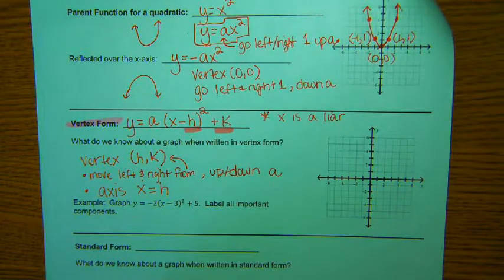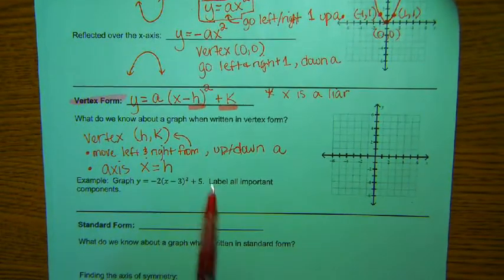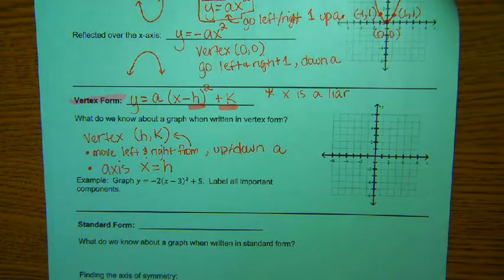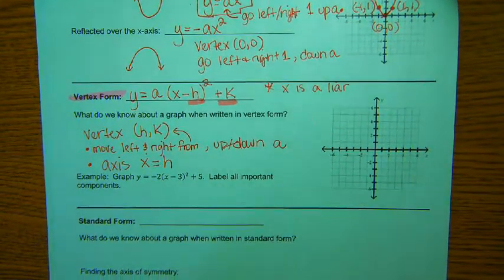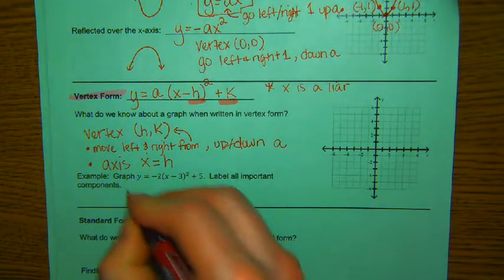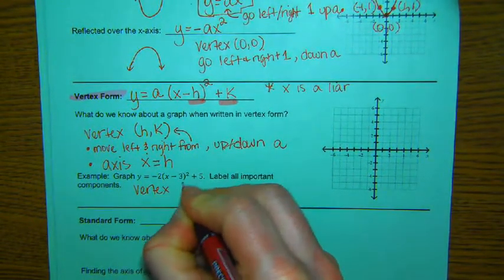So, here's our example. Would you take a look at this? The first thing I want you to do is figure out, think really hard, what is the vertex? Remember, x is a liar. Raise your hand if you think you know. So if x was a liar, you would make it, instead of negative 3, 5, 3, 5? Yeah, is that what you said? I just didn't hear you, sorry. So the vertex is 3, 5.